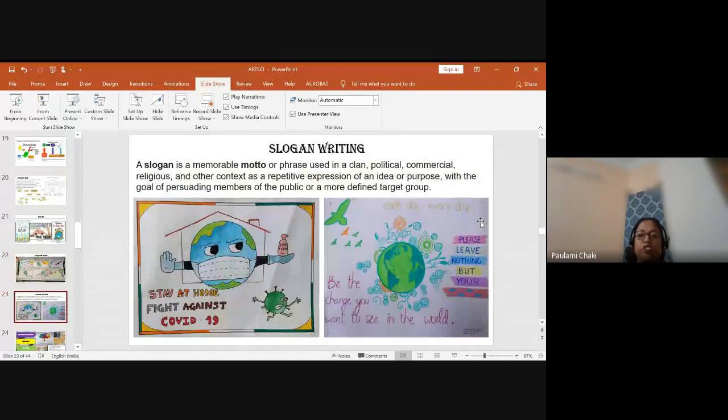Slogan writing, as posters, like slogans, where they will write it in one liner. They can draw a nice picture to depict the quote. And this slogan writing, as I have told you, all the common topics can come into slogan writing as well.